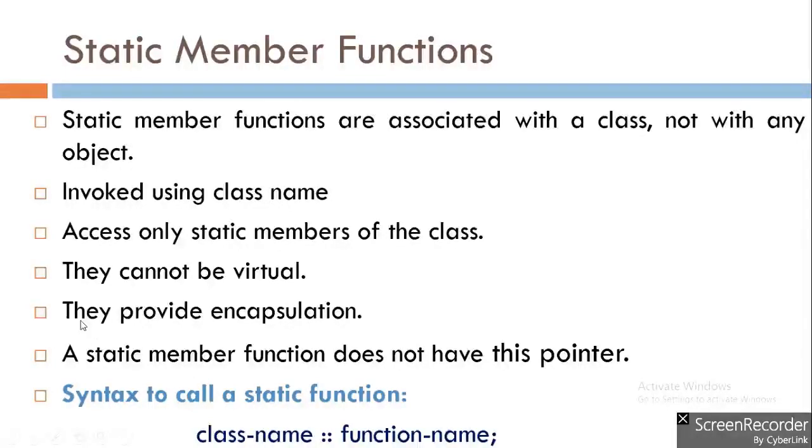And the next thing is they provide encapsulation. And a static member function does not have this pointer. In C++, we have a concept of this pointer which is used to point to the member of a class which is pointed by the current object. But here, as static members are class level members, we cannot use the this pointer concept with static member functions. The syntax to call a static function is class name with scope resolution symbol and then function name.